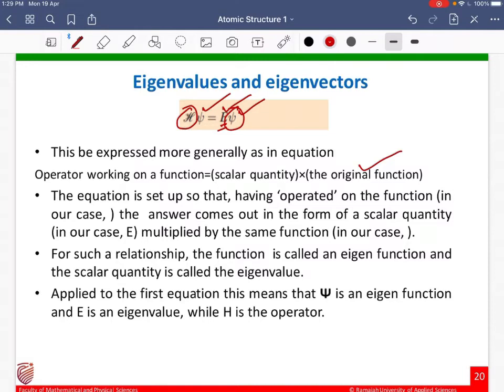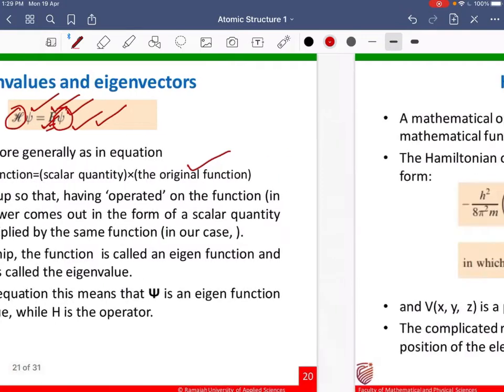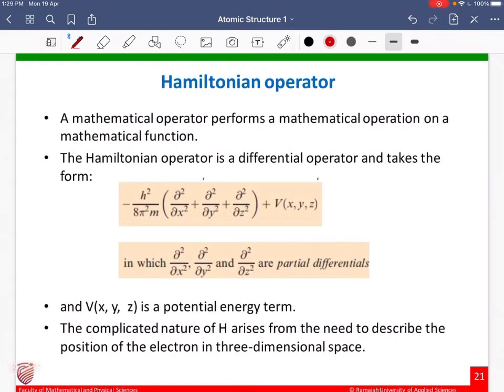For such a relationship, the function is called an eigenfunction. So psi is an eigenfunction, and the scalar quantity is called an eigenvalue. So E is an eigenvalue. Applied to equation 1, this means that psi is an eigenfunction and E is an eigenvalue, while H is the operator. Just as the name suggests, a mathematical operator performs a mathematical operation on a mathematical function.